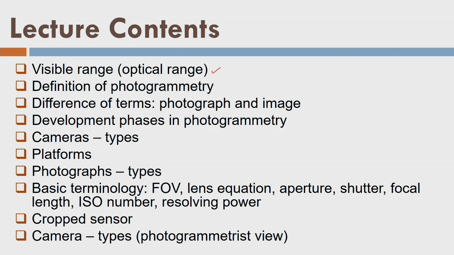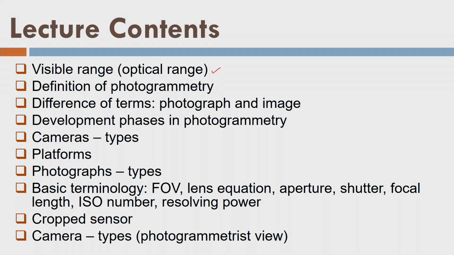Then we will cover the basic terminology of the camera like field of view, lens equation, aperture, shutter speed and other things. Finally, in the context of digital photogrammetry, we will talk about the cropped sensor, and then what is the photogrammetrist's view of the camera and how a photographer looks at the camera. We will look into these aspects today. So, let us start here.